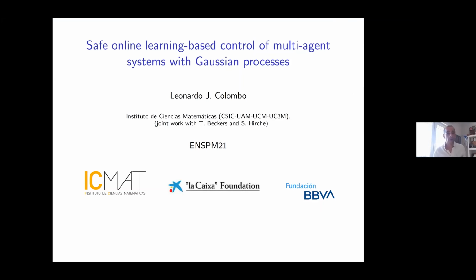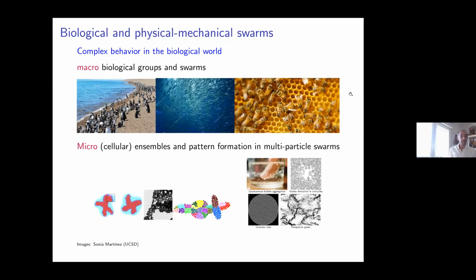I'm going to talk about how to use Gaussian processes, a Bayesian statistics technique, for the learning process of a control law for multi-agent systems. Basically, this is inspired by biological and physical mechanical swarms.